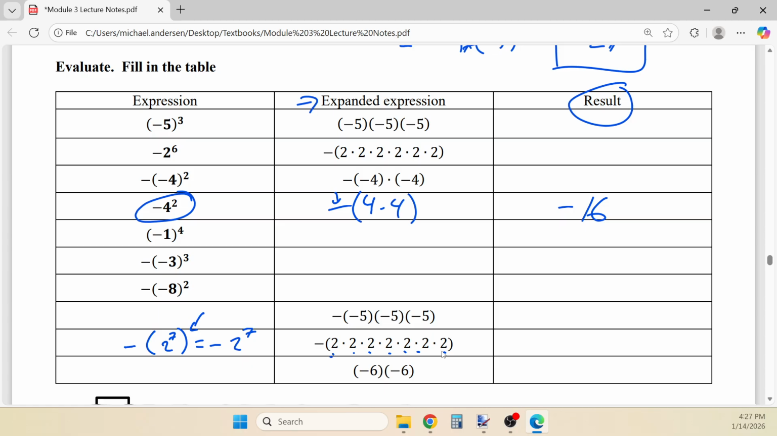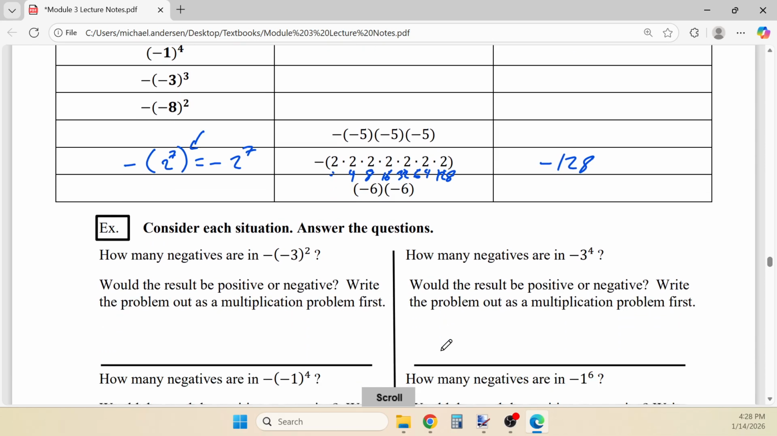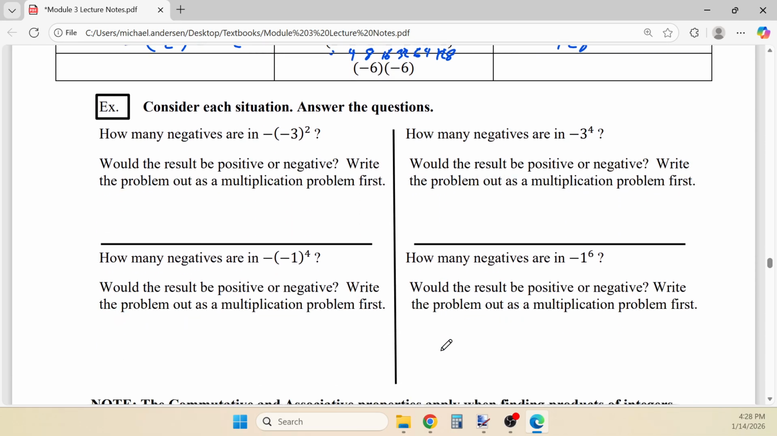Doing this by hand, we have 2 times 2 is 4, times 2 is 8, times 2 is 16, times 2 is 32, 64, 128. So this is negative 128. And you can fill out the rest of the table yourself. If you get stuck, please ask me in class on Tuesday.